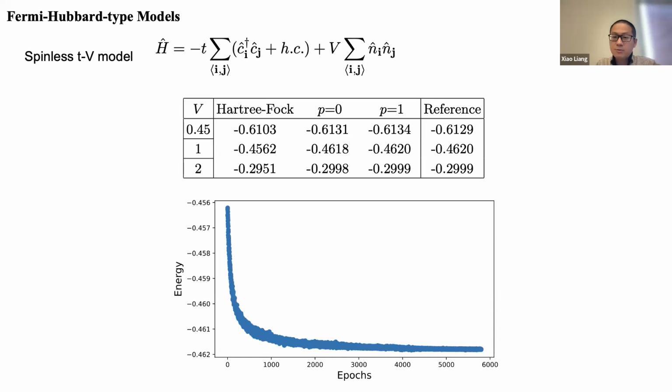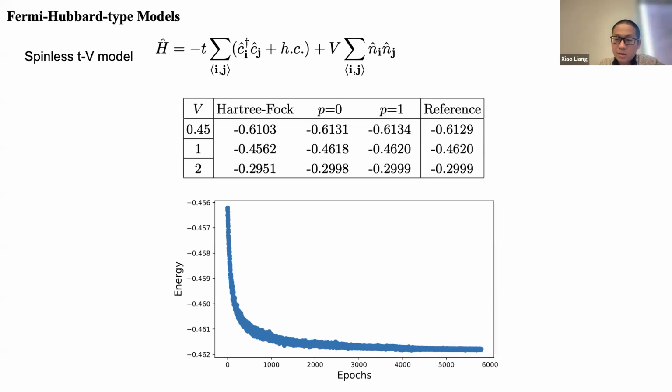The phase transition point is near V equals 0.45. P equals 0 is the result for the gradient descent, and P equals 1 is one natural step from the P equals 0 result. We firstly optimize the Hartree-Fock state. The Hartree-Fock converges rapidly. Then we add backflow terms into the one-body Green's function and continue the optimization with the initial energy from the Hartree-Fock.